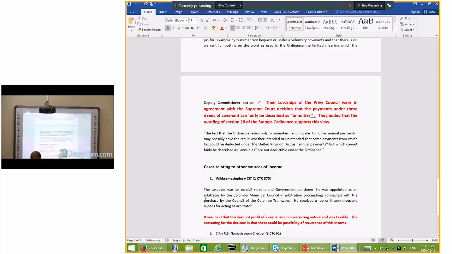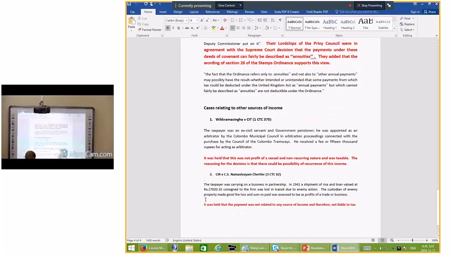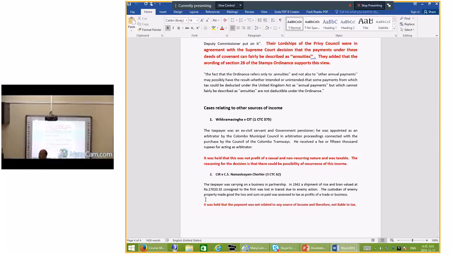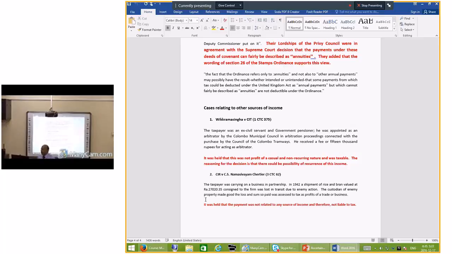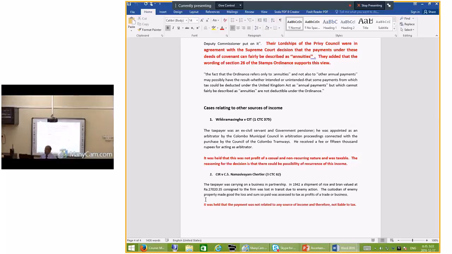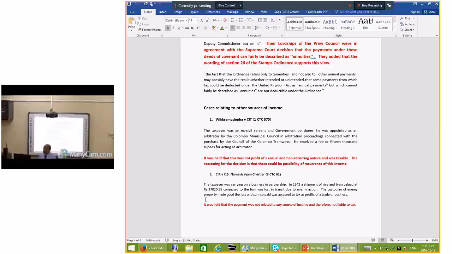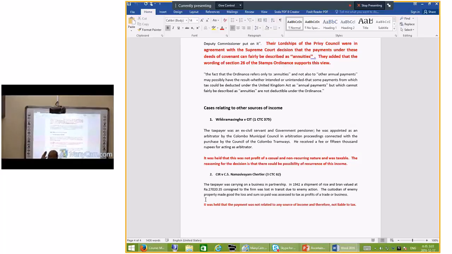Say another type of case, Vikramasinghe versus CIT. Then you can immediately identify how to treat the source of income. The taxpayer was an ex-civil servant and government pensioner. He was appointed as an arbitrator by the Colombo Municipal Council in arbitration proceedings connected with the purchase by the Council of the Colombo Tramways. He received a fee of 15,000 rupees for acting as arbitrator. Those days it was 1916, and this 15,000 is now equal to millions, right? It was said that this was not profitable, casual and undeclared in nature.